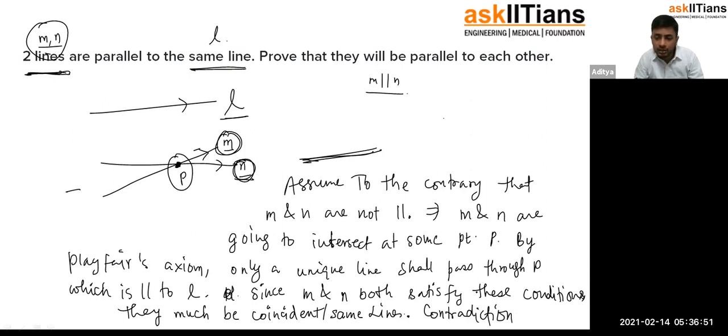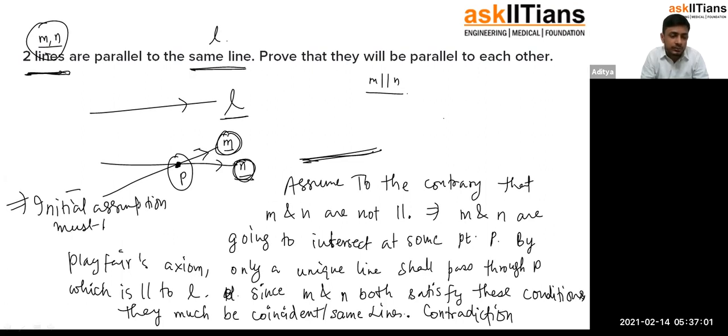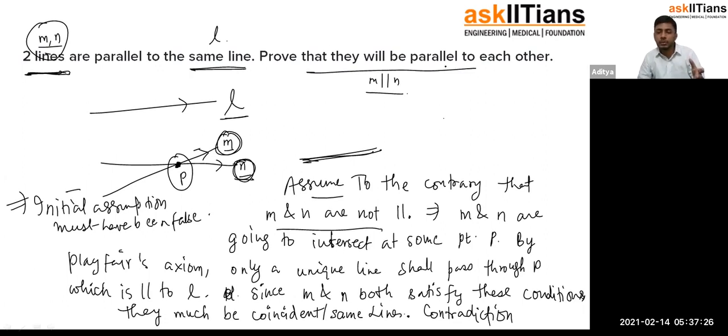And hence we can say that, what can we say? Our initial assumption must have been false. And what was our initial assumption? We had assumed that M and N are not parallel. So if this is not true, if this is false, what will be true then? If they are not parallel is false, then what is true? That they are parallel, and hence we have proved that M and N must be parallel to each other.